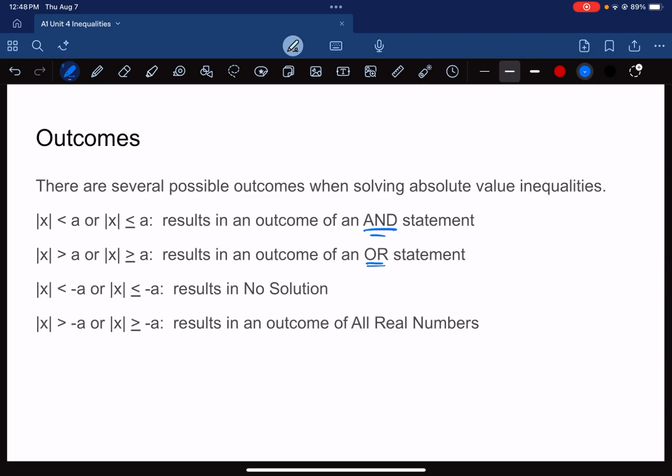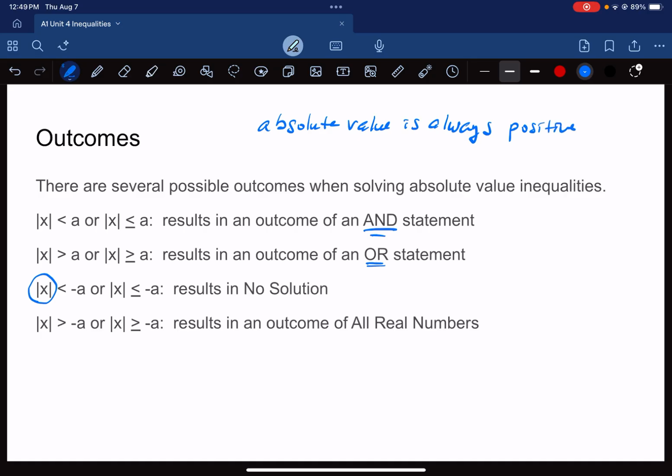But if you've got the absolute value of x is less than negative a, or less than or equal to negative a, I hope you know that's impossible, because the absolute value of x can never be negative. Absolute value is never going to be smaller than a negative number, because it would have to be negative, and absolute value is never negative. Absolute value is always positive.